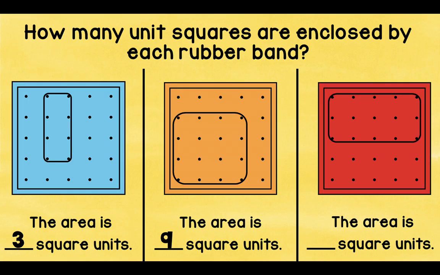Let's try the last one. I am going to give you a few seconds to try it on your own, and then we will check. Okay, so 1, 2, 3, 4, 5, 6, 7, 8. The area is 8 square units. If you notice, what we're doing is just counting the squares, nothing else. So to find the area, we are just counting the squares.